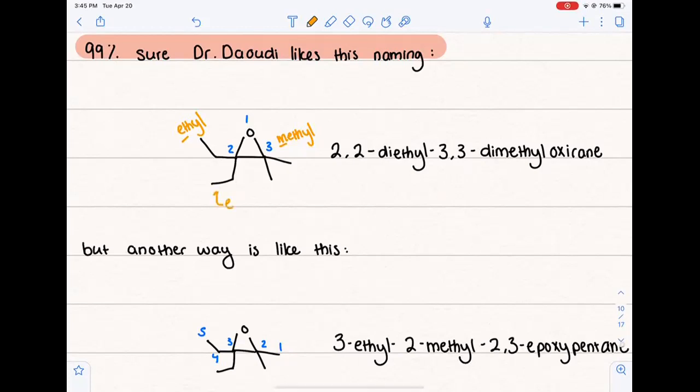Over here, these are gonna be, oh, I already wrote ethyl. But there are 2 of those ethyls. So then we have 2,2-diethyl, which is this part over there. And then we have 3,3-dimethyl. Okay, that's that part over there. And then we have oxirane. How pretty.